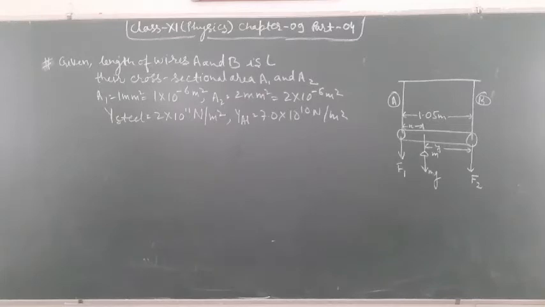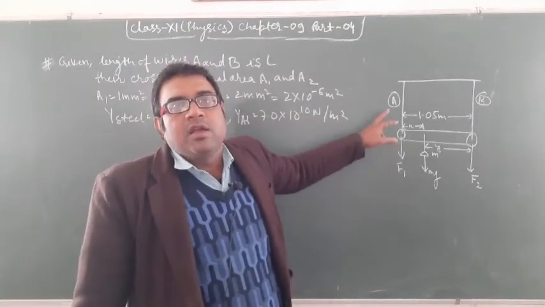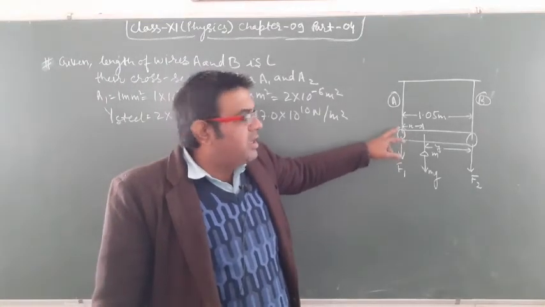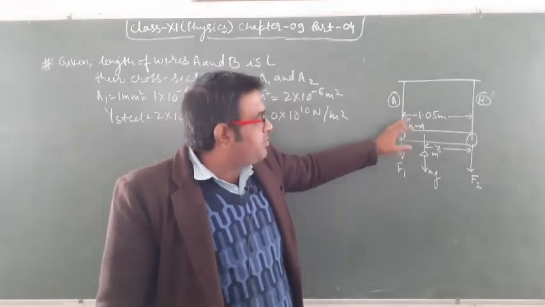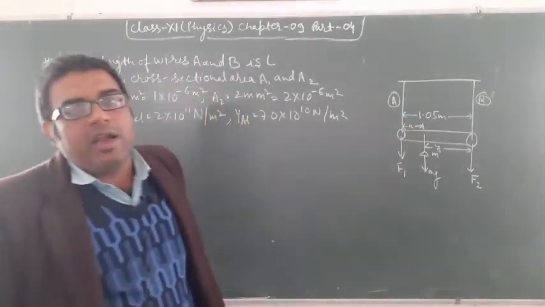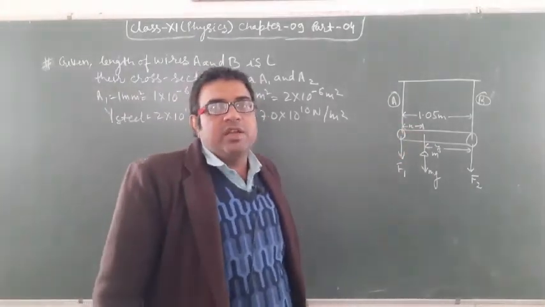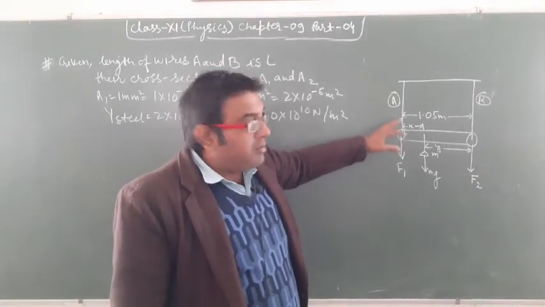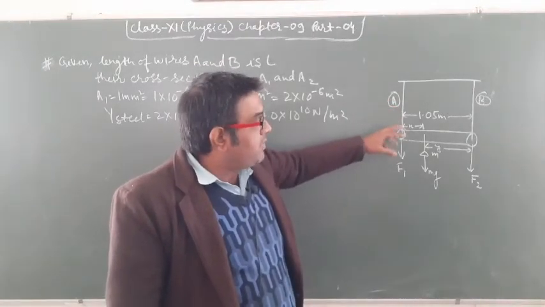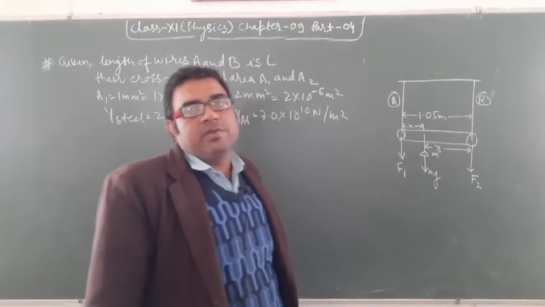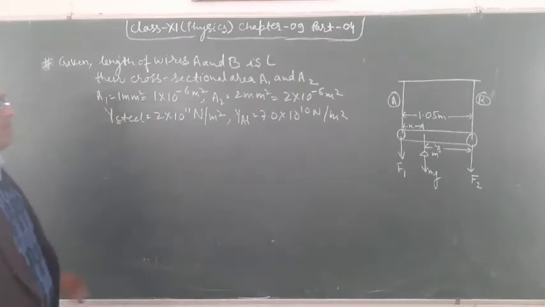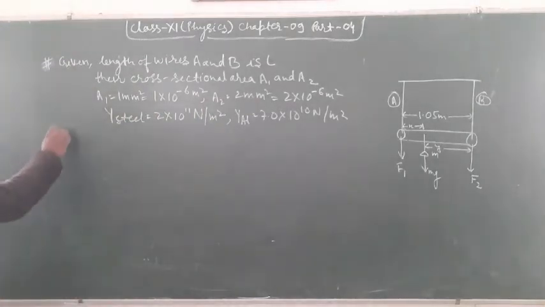So first of all we will calculate the value of x for which the stress produced in both the wires will be equal, and after that we will calculate the strain, that is, the position of x for which the strain produced in both the wires will be equal. So first of all we will calculate for equal stress.